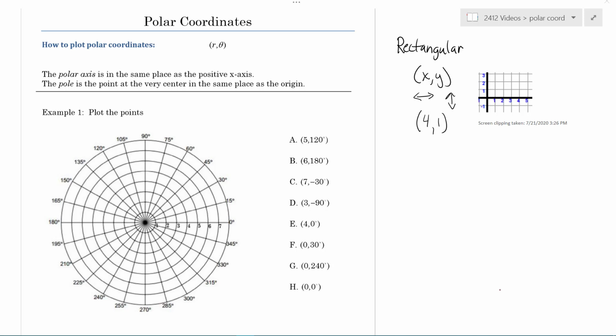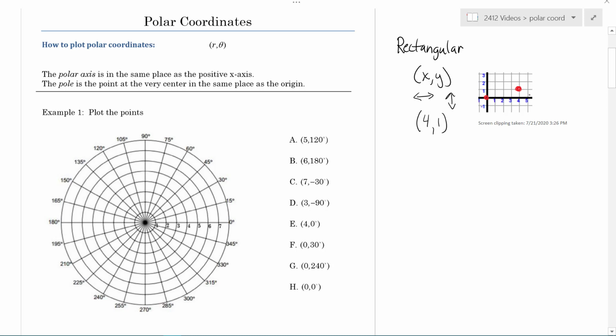And the ordered pairs that we work with are x comma y, where the first number tells us how much to go left or right in that rectangular coordinate system, and the second number tells us how much to go up or down. So if we were to plot the point 4 comma 1, we know that we would always start at the origin, so we'd start at 0, 0. We would go 4 units to the right and then 1 up, and that's how we would plot our point in that rectangular coordinate system.